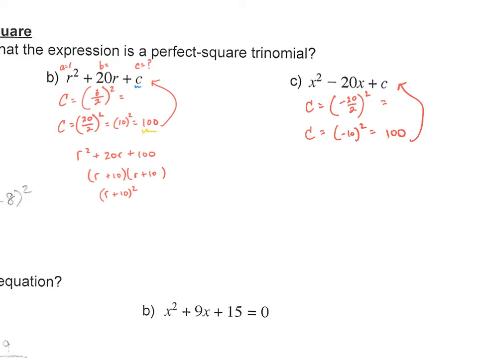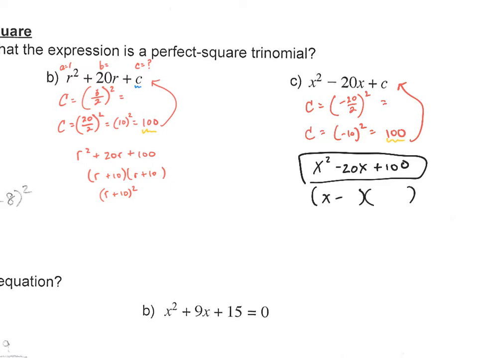And you may understand why c became the same value. When I go to replace it, I'm going to have x squared minus 20x plus 100. And there you go, there's my answer. And when I factor that, you may recognize that it is going to be x minus 10 times x minus 10, which is x minus 10 squared.